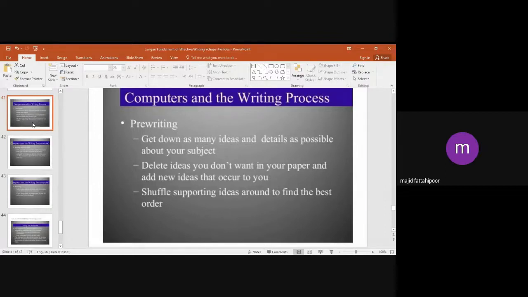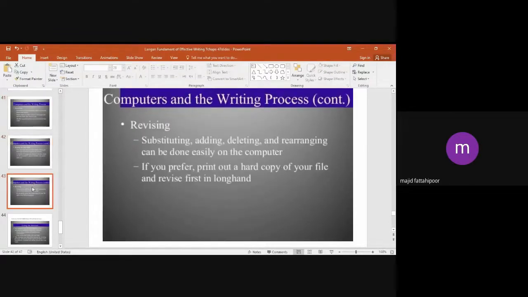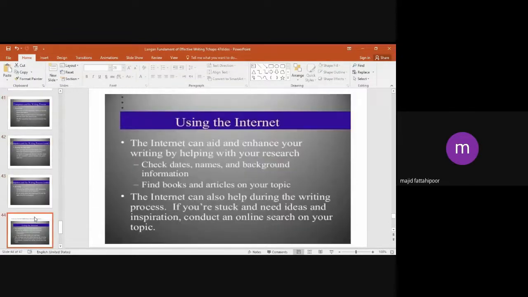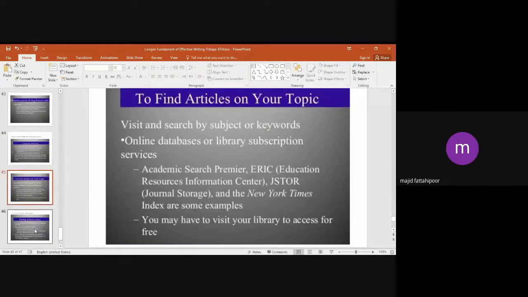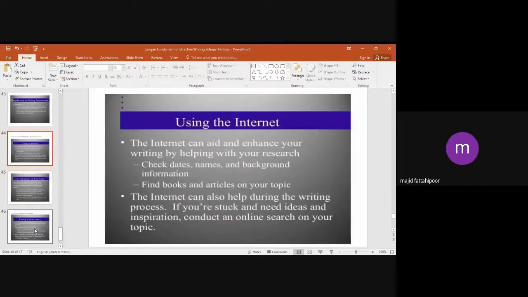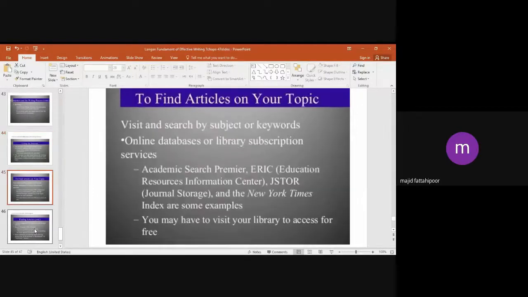So computers and the writing process, again, pre-writing, are some tips here. I think we can skip this in favor of questions. So you can use the internet, but checking. Yes, these are the things I think you already know. But this slide probably would be the last one.